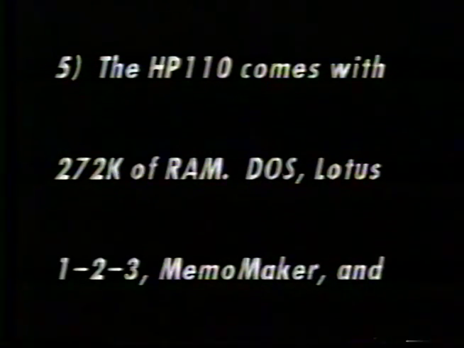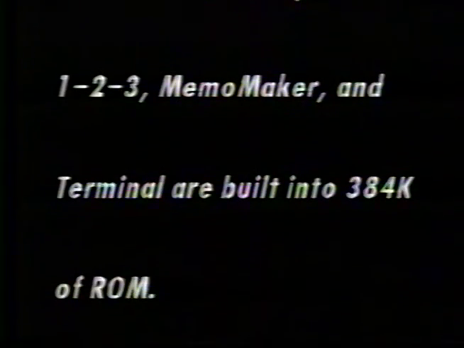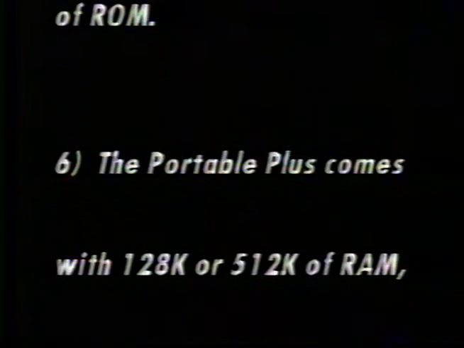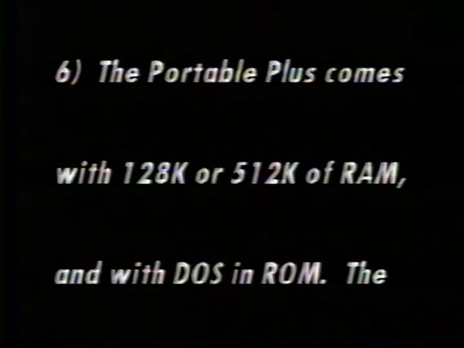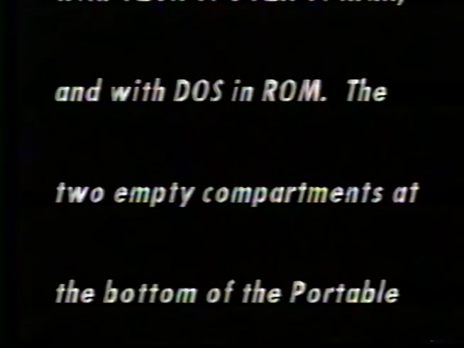5. The HP 110 comes with 272K of RAM. DOS, Lotus 123, Memo Maker, and Terminal are built into 384K of ROM. 6. The Portable Plus comes with 128K or 512K of RAM and with DOS in ROM.